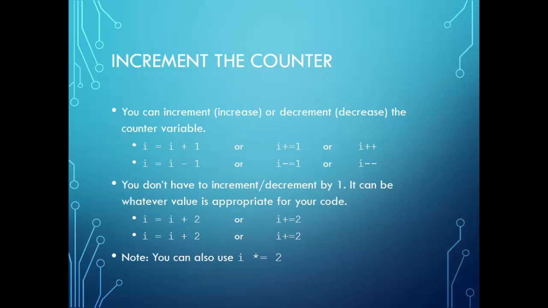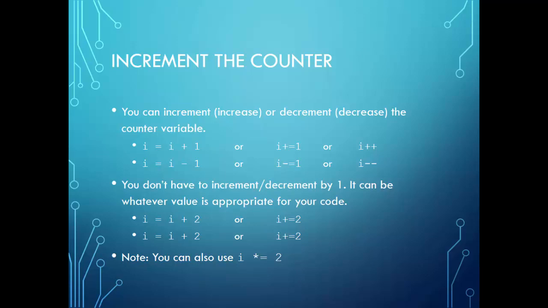Now, how to increment that counter. You can increment or increase, or decrement, which is decrease, your counter variable in any of these ways. So I equals I plus 1 is the same thing as I plus equals 1 or I plus plus. You can do the same thing with negatives. When you do something like I plus plus or I minus minus, it automatically increases or decreases by 1.